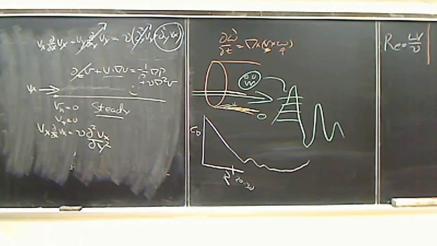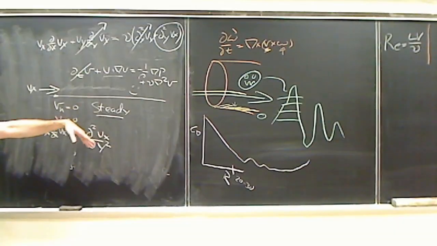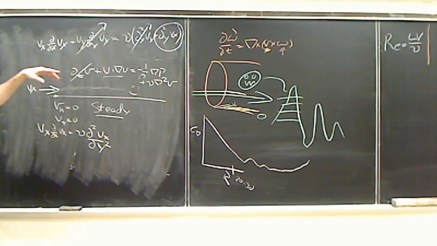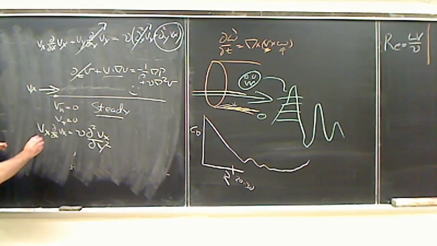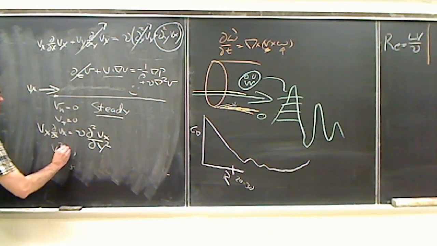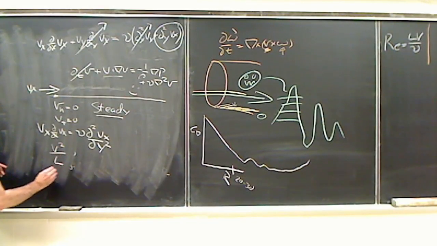Does this make sense, how I got here? So I started with Navier-Stokes, threw out stuff because steady, threw out stuff because geometry, threw out stuff because that's about what it's going to do in the equation. So now we're just going to ballpark this. So this is 2 Vx's, that's V squared, and this is an L.